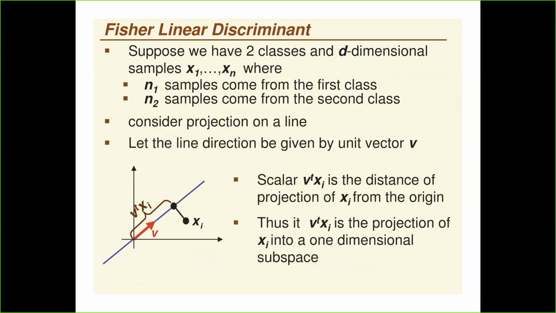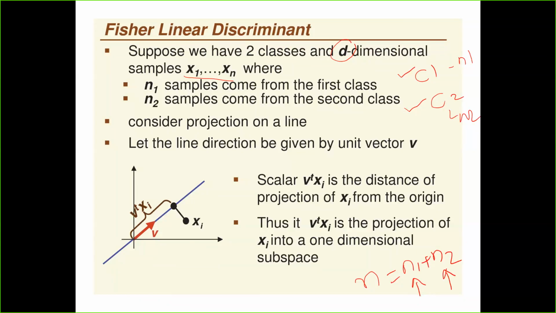Okay. So let's say that we have two classes and d-dimensional samples. So there are N instances. Each one of the instances is described in the d-dimensional space, d attributes. And there are two classes, class 1 and class 2. N1 number of instances are from class 1 and N2 number of instances are from class 2. So therefore total number of instances N equals N1 plus N2.